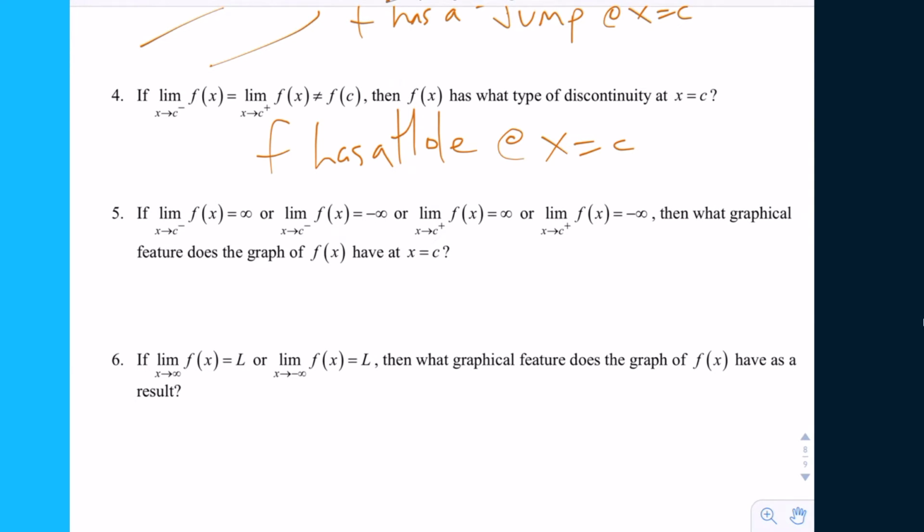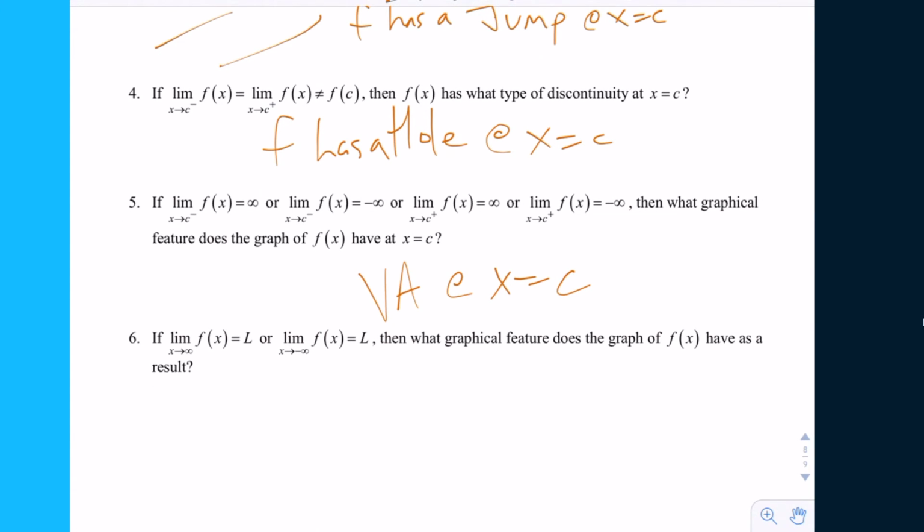The next one, if you're approaching a specific value, call it c, from the left or the right, and it equals plus or minus infinity, what graphical feature does the graph have at c? VA. VA at x equals c. What's the proper name for a vertical asymptote? Very good. An infinite non-removable discontinuity, or an infinite non-removable. Either way, you can put the describers, the adjectives in either order, because adjectives are commutative. You can commute adjectives.